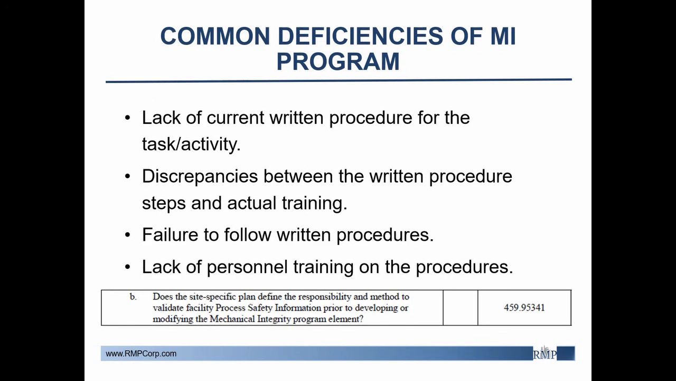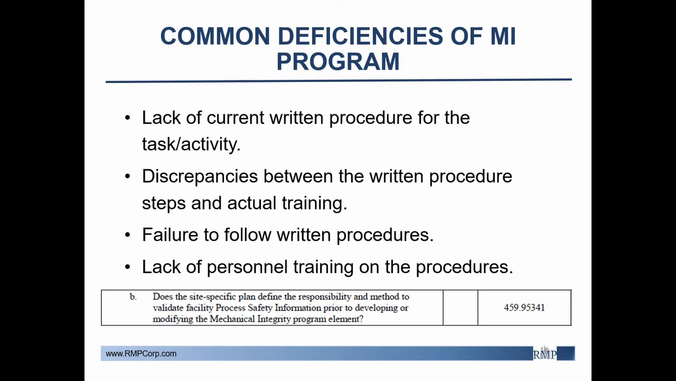Looking at common deficiencies of an MI program, we see the lack of current or written procedures for a task or activity. So a regulator could ask an operator, walk me through how you normally start up a compressor. And if that doesn't match up with the documented operating procedure, you're going to have a violation there. And this isn't because the regulator is trying to be a stickler. However, it's for the process safety where the compressor isn't operated outside of its desired function.